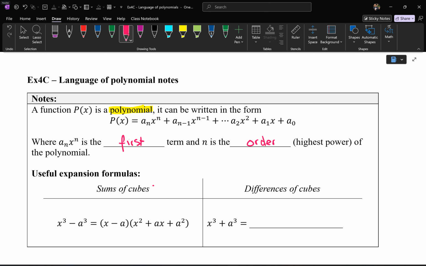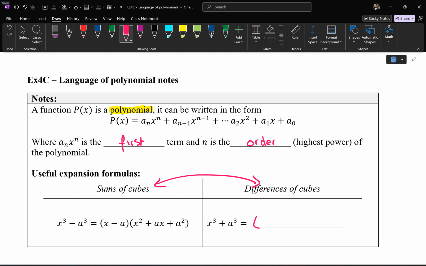All right, sums of cubes. This is what you learned last year. Sums of cubes, just to remind you... sorry, I got it the other way around, didn't I? Sums of cubes and difference of cubes. x cubed minus a cubed can be factorized as x minus a, x squared plus ax plus a squared.